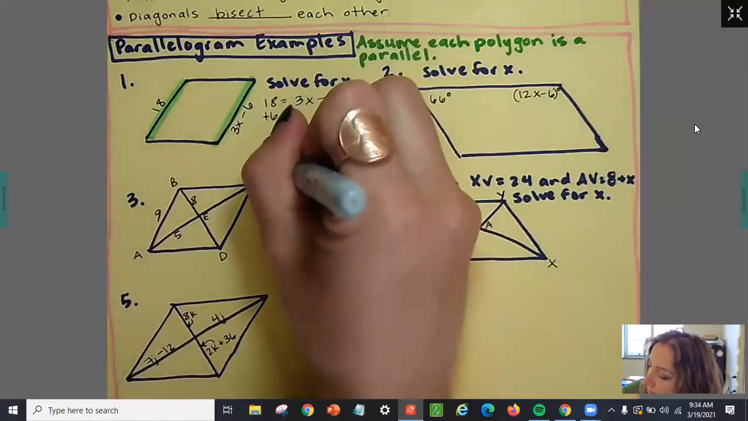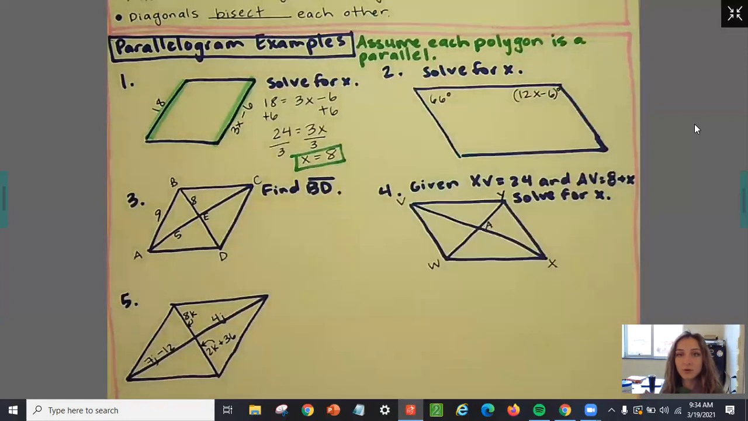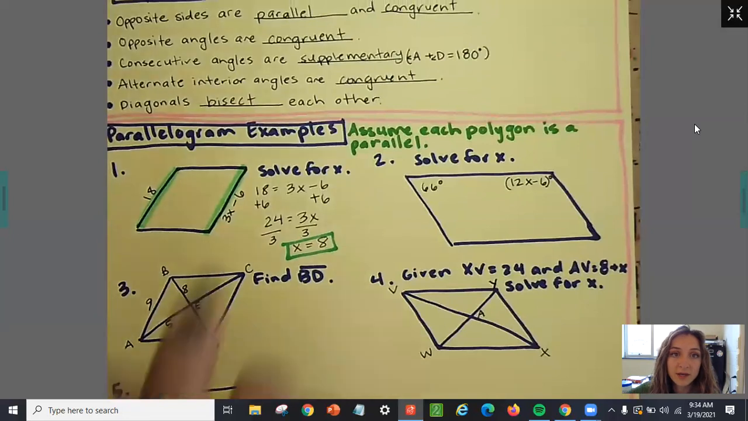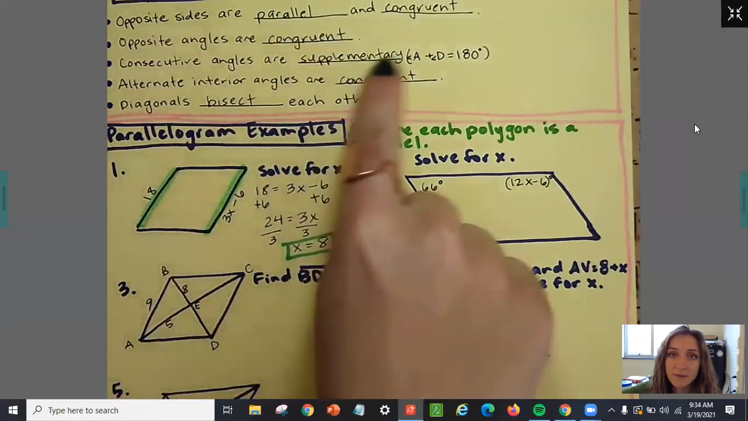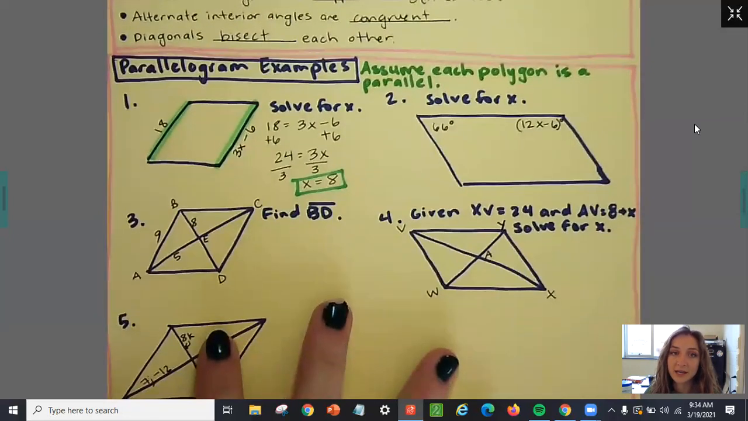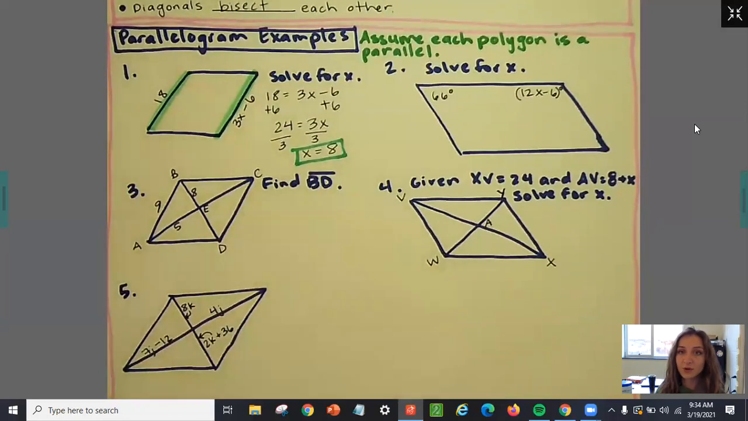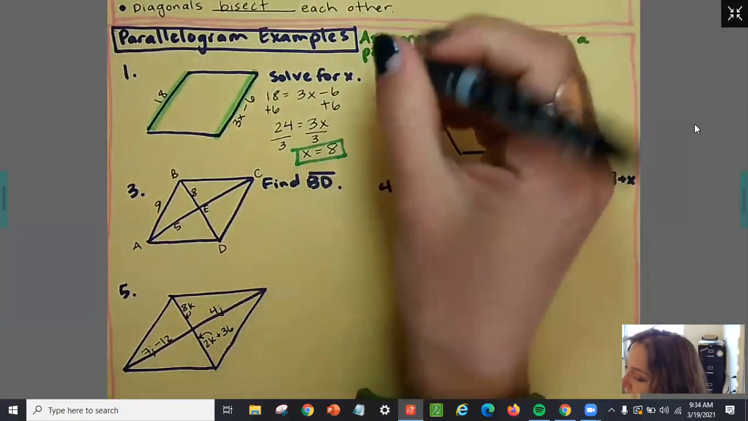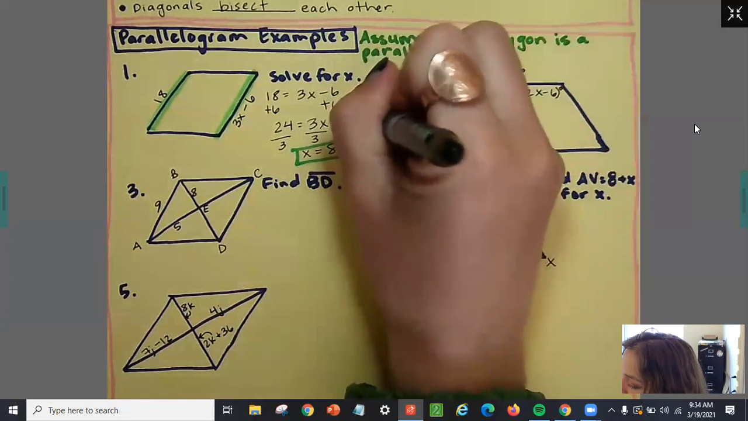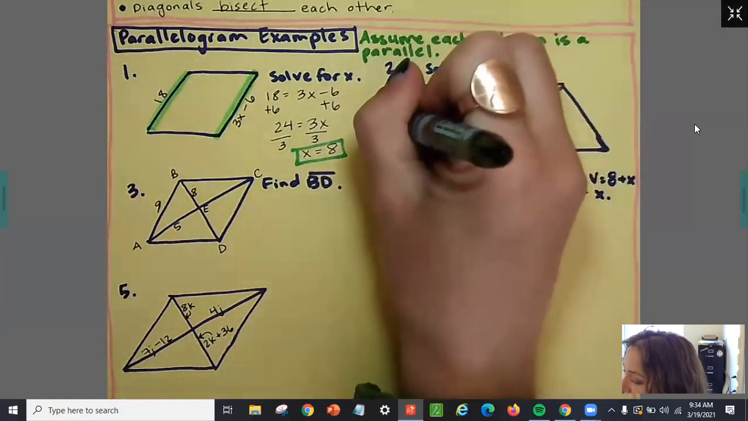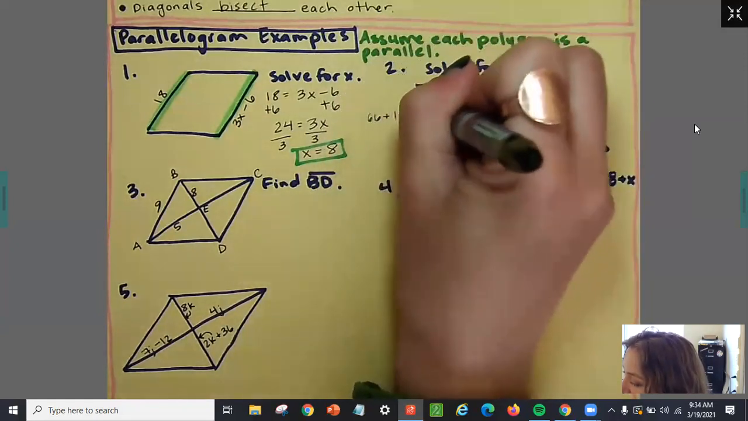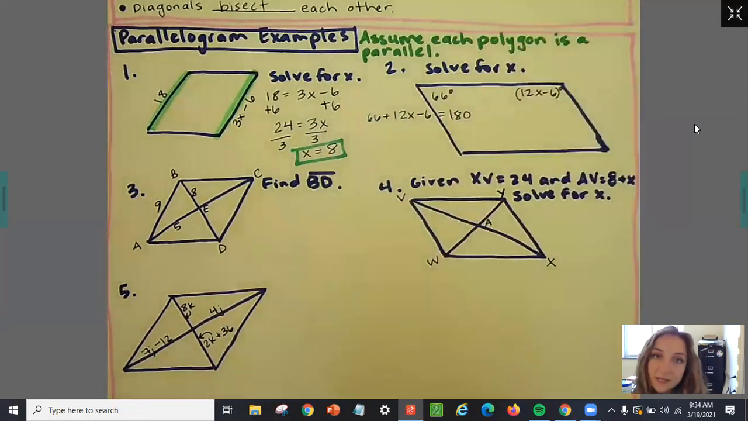Okay, so let's try out another one. And in this second example, we are looking at consecutive angles. So we know that consecutive angles are supplementary, meaning that they add up to 180 degrees. So in this example, we're going to have to do 66 plus 12x minus 6 equals 180.